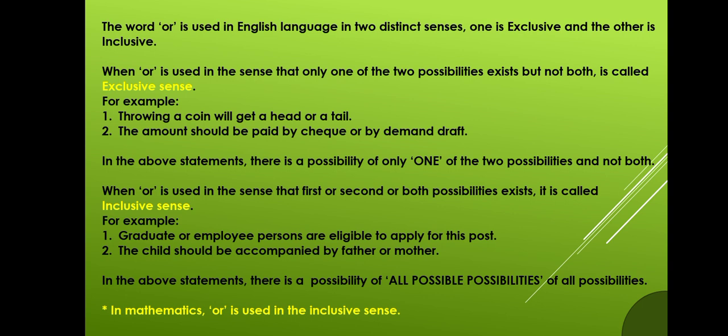When or is used in the sense that first or second or both possibilities exists, it is called inclusive sense. For example, graduate or employee persons are eligible to apply for this post. Or, the child should be accompanied by father or mother. In the above statements, there is a possibility of all possibilities. As mentioned earlier, the inclusive sense of or is used in mathematics.